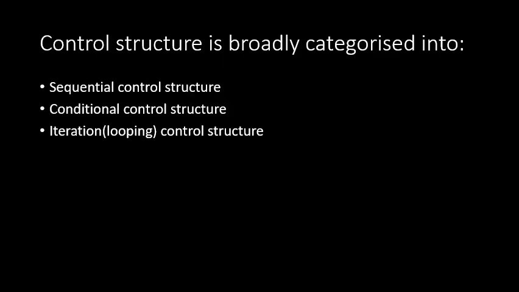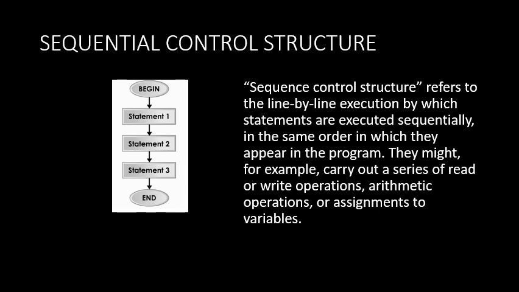Next, according to your chapter, control structure is broadly categorized into three parts: sequential control structures, conditional control structures, and iterations. Iterations are also known as the looping control structure. So first come to the sequential control structures. By name it is clear, done one by one, line by line. So sequential control structures refer to the line by line execution by which statements are executed sequentially in the same order in which they appear in the program.